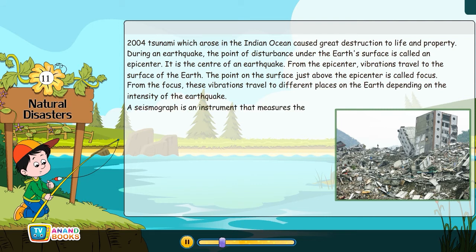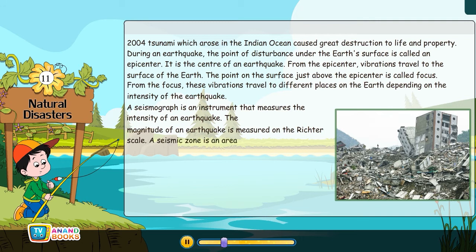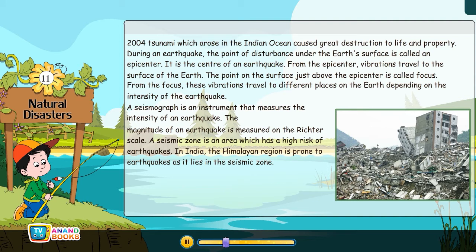A seismograph is an instrument that measures the intensity of an earthquake. The magnitude of an earthquake is measured on the Richter scale. A seismic zone is an area which has a high risk of earthquakes. In India, the Himalayan region is prone to earthquakes as it lies in the seismic zone.